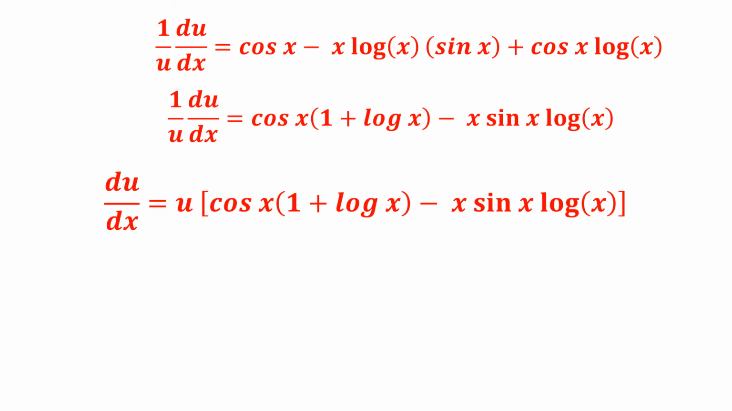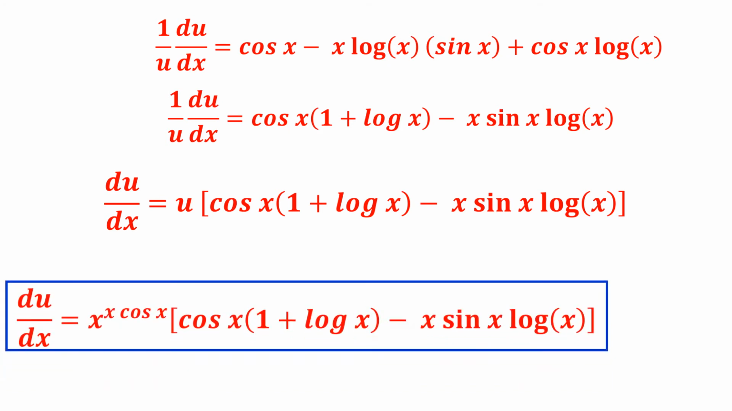Now push that u to the right-hand side. u into [cos x (1 + log x) − x sin x log x]. u can be substituted now. It is x^(x cos x) into [cos x (1 + log x) − x sin x log x]. This we have found as du/dx. Let us name this equation number 2.